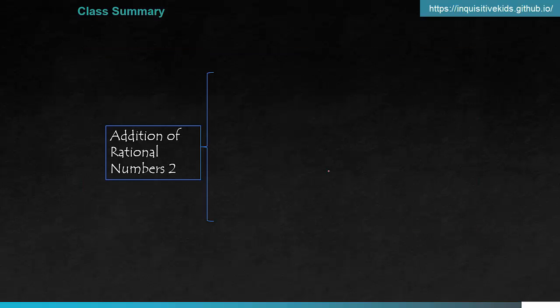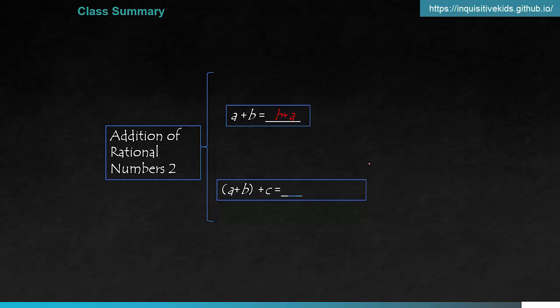Here's what we have learned in the addition of rational numbers number 2. The first is that a plus b equals b plus a. This is the commutative property of addition. And we also learned that a plus b plus c, where you do a plus b first, is equal to a plus b plus c where you do b plus c first. That is the associative property of addition.